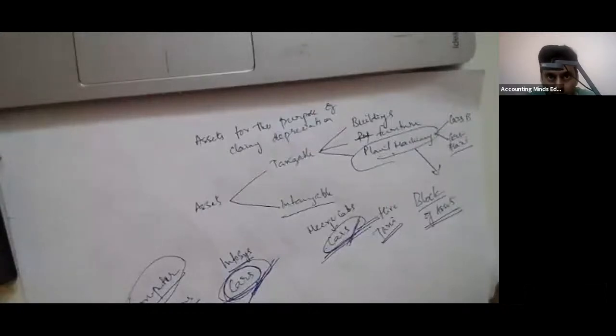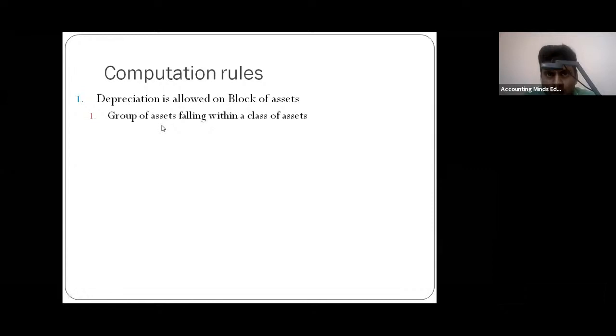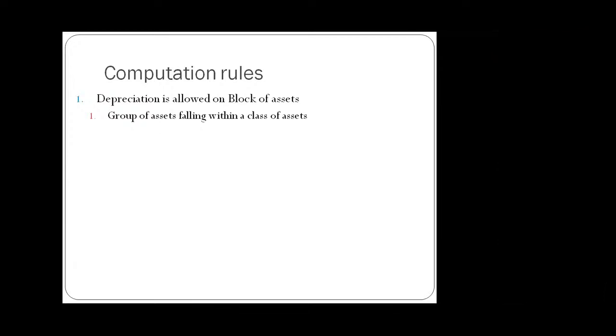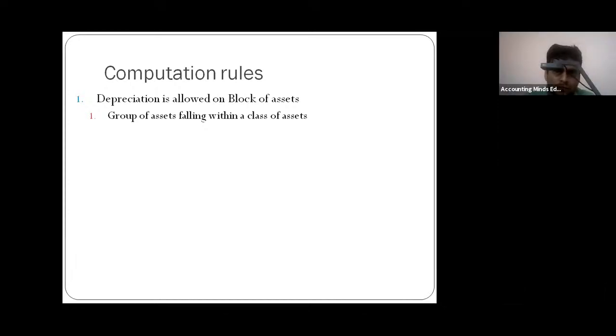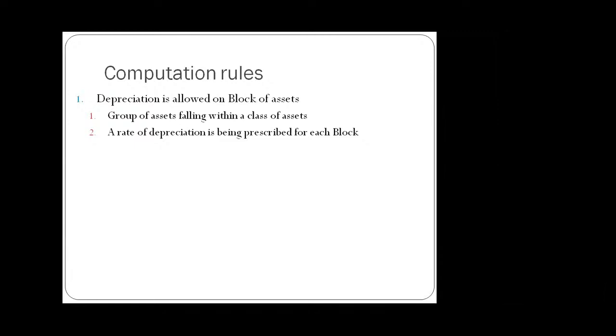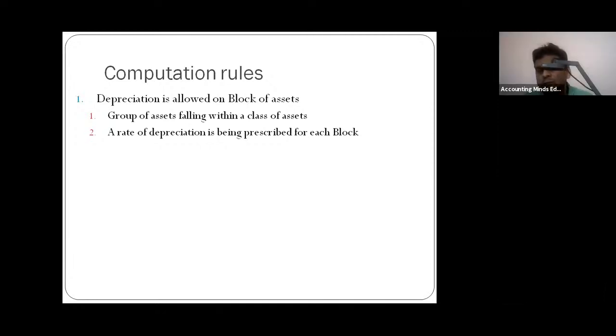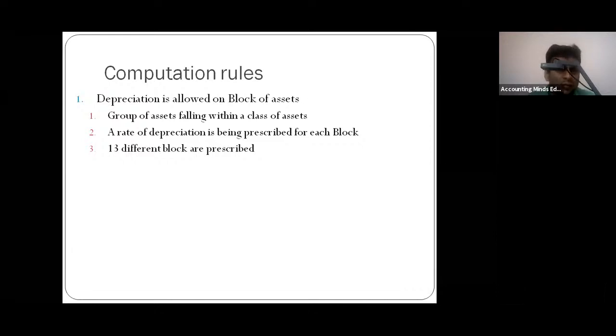So let's understand what that is. Depreciation is allowed on block of assets. Urmila, read it out. Depreciation is allowed on block of assets, a group of assets falling within a class of assets. A rate of depreciation is prescribed for each block. So for each block, they have specified a specific rate. In your textbooks they would have given, right now we are saying 13 blocks. That number has less relevance, but there are blocks which have been prescribed, and as per the prescription the rates are given. Make sense, guys?